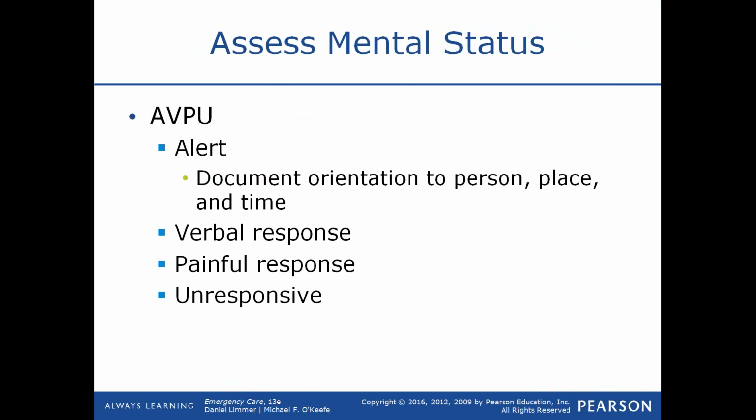When assessing the mental status, we're going to use a simple but efficient method to determine their level of consciousness called AVPU. When we use the AVPU, we start with the A. Is the patient alert? We all should know who we are. We all should know where we are. We all should know a general idea of time and usually what's going on or what happened.